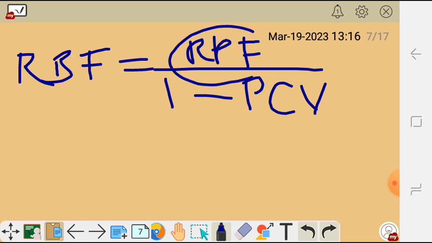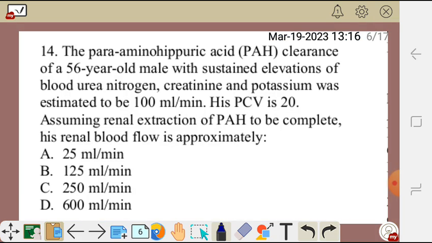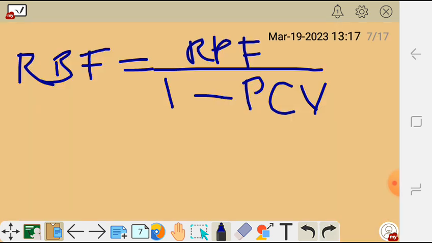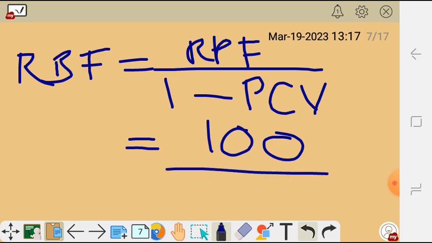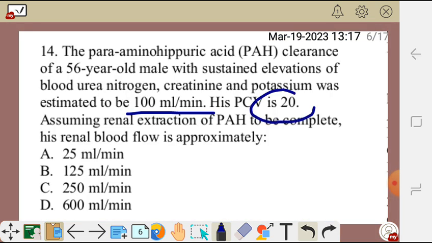Our RPF is simply renal plasma flow. For the renal plasma flow, we use the clearance of para-aminohippuric acid, which is used to measure the renal plasma flow. In this case, they are saying it is 100 mL per minute, so our numerator here is 100. So we are going to have 100 over 100 minus the PCV, which is 20.